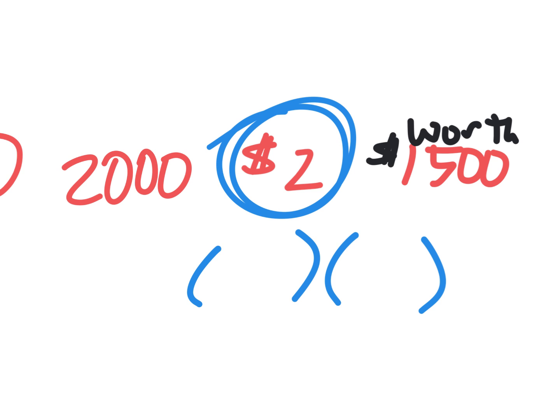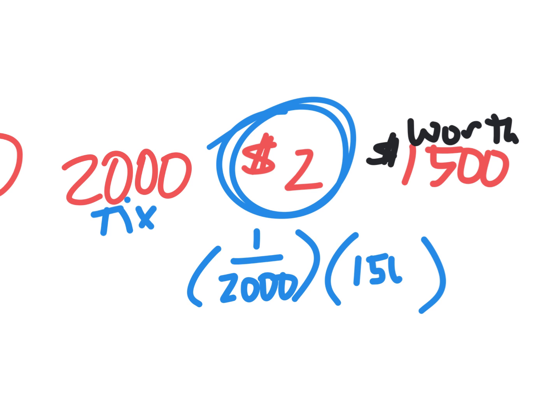All right, so what's our probability of winning? Well, there's 2,000 tickets. So then there's a 1 in 2,000 chance you're going to win, right? What's the amount you get if you do win? The 1,500.